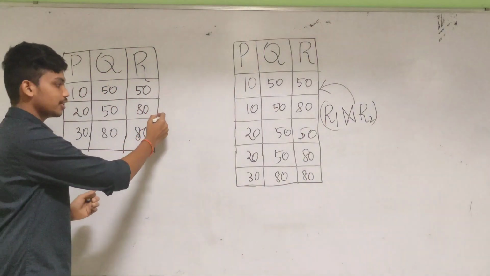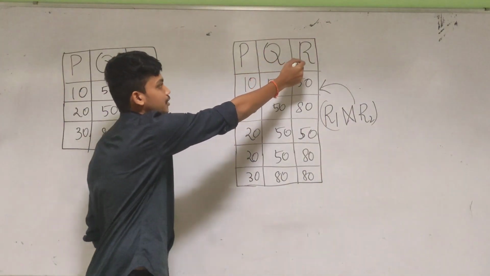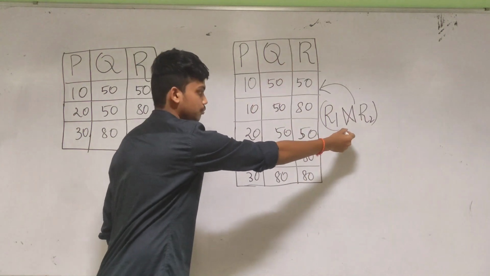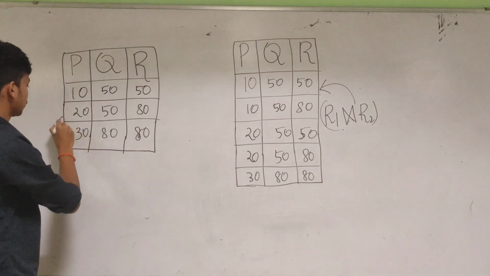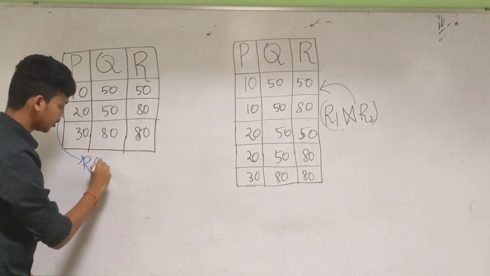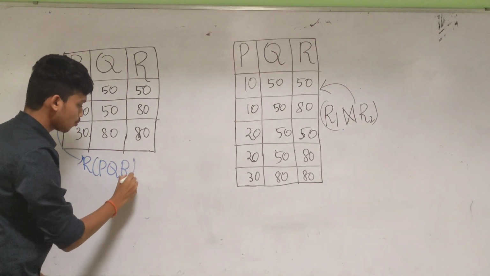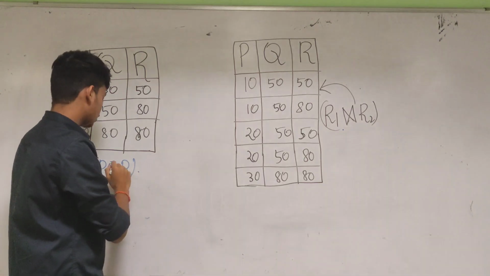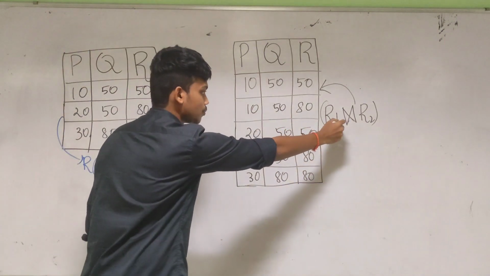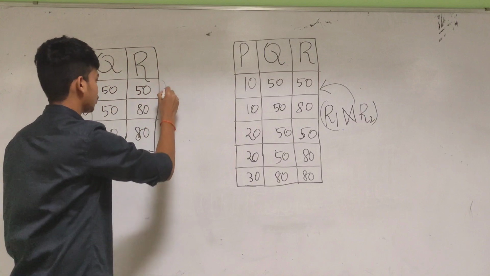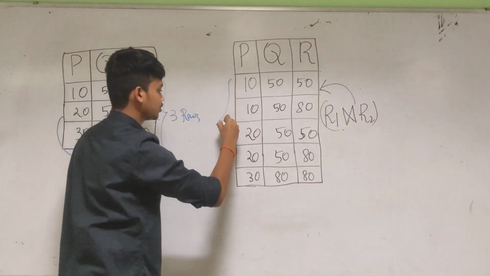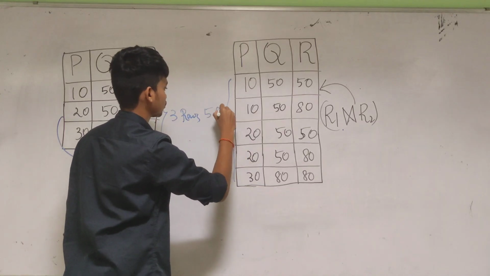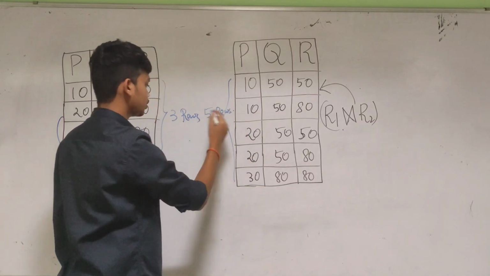Now in my previous lecture we have done up till this. We have done the cross product, we have done the natural join. This is the original table, R of PQR. Now we need to check if this original table is equal to this table, and obviously it is not. This is having 3 rows and this is having 5 rows. So these two are different.